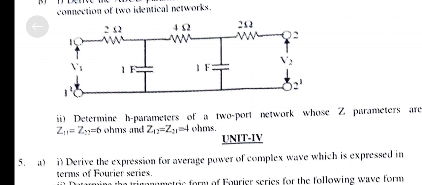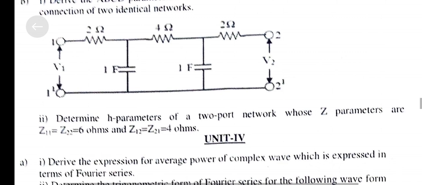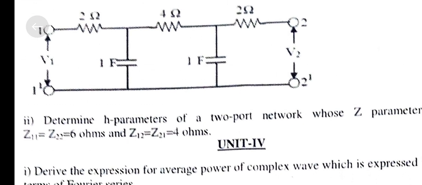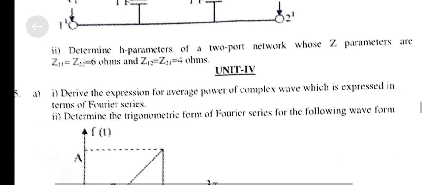Determine H parameters of a two-port network whose Z parameters are Z11 equal to Z22 equal to 6 ohms and Z12 equal to Z21 equal to 4 ohms. Unit 4 నుంచి ఉన్నటువంటి క్వశ్చన్స్ అండి.